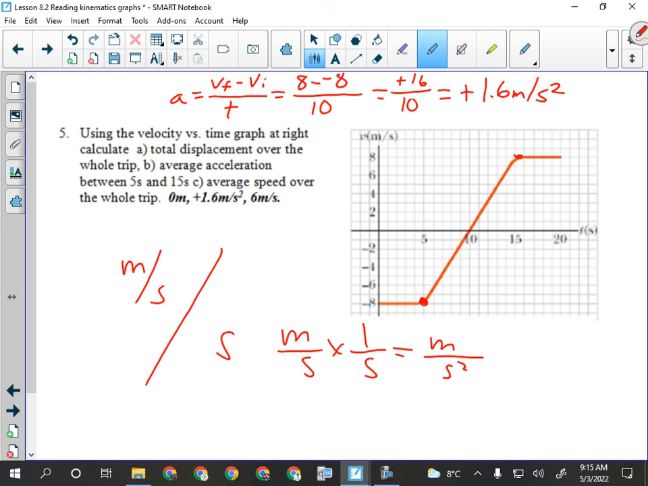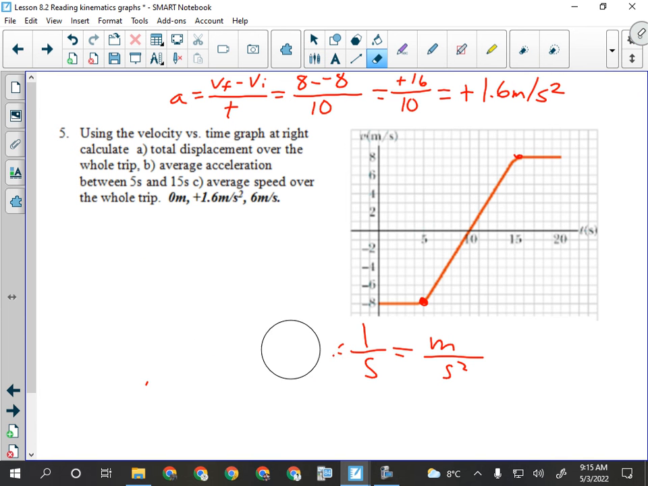Okay? So, we say meters per second squared because everyone understands when you say a unit is squared, it actually means it's divided by itself. Okay? Everyone all right with that? All right, so that's how we did part B.